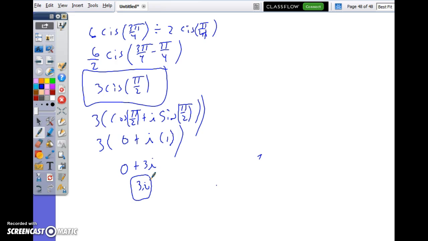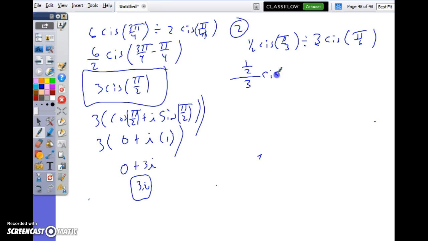I did it right. I'll do number 2 as well. You distribute the 3, right? Yep, distribute 3. Wait, let's do number 2. So you have 1/2 divided by 3... plus i sine. Oh, actually, I don't want to waste all that room. Let's just go right to cis form. So 1/2 cis pi over 3 divided by 3 cis pi over 6. I'm writing down the problem. I'm not doing it yet. This is 1/2 divided by 3 cis pi over 3 minus pi over 6.